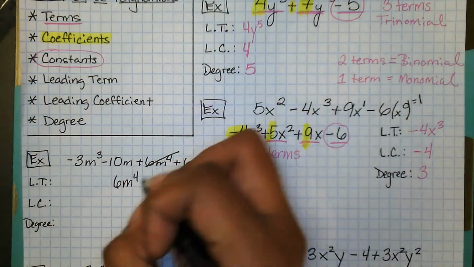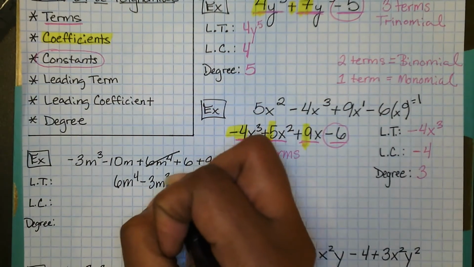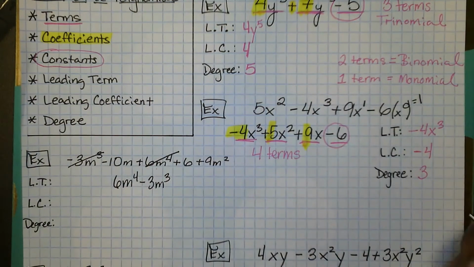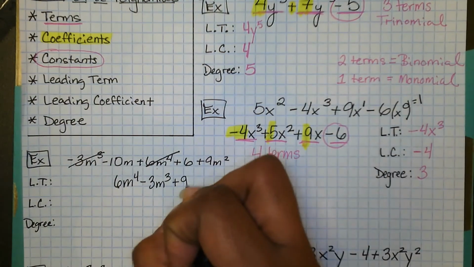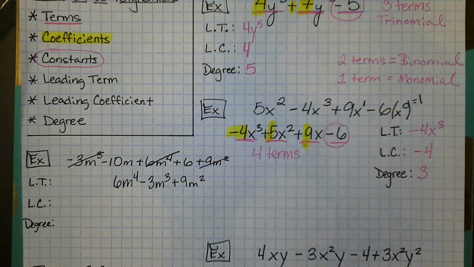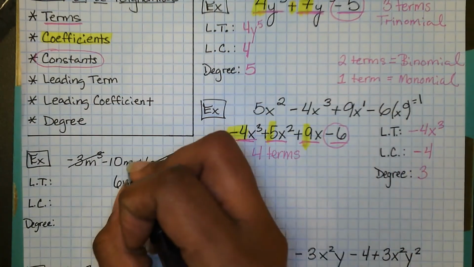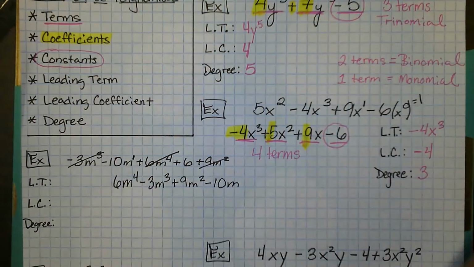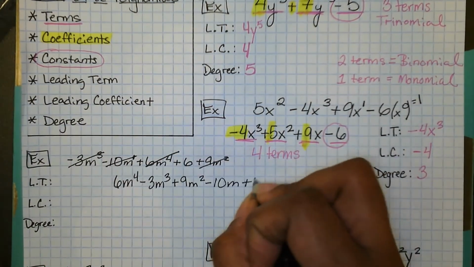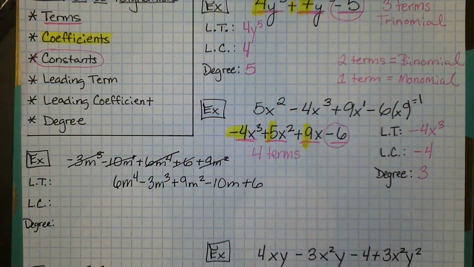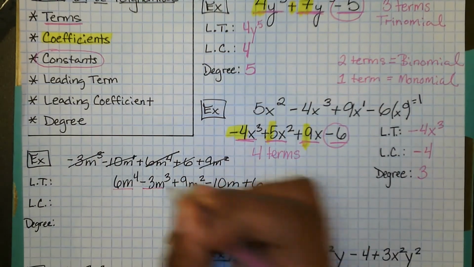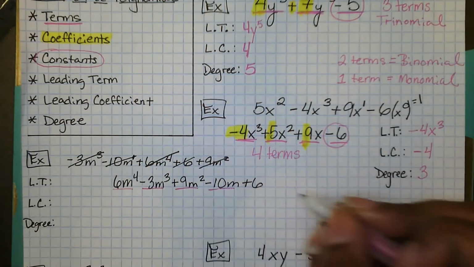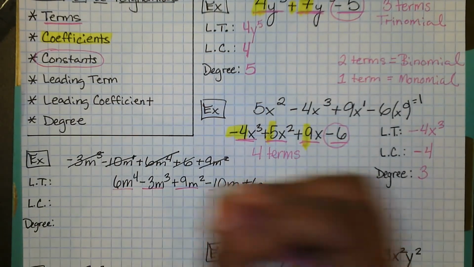Then we can do minus 3m cubed, because we're going in descending order. Next would be plus 9m squared. And then our degree 1 term, to the 1st power, is negative 10m. And then our constant, plus 6. So now we have our polynomial in standard form, and we can identify all of our parts. We have 1, 2, 3, 4, 5 terms.